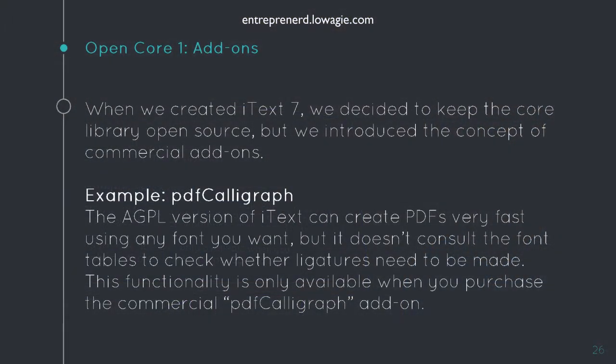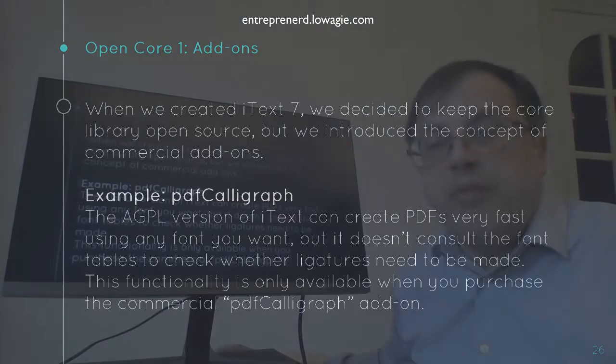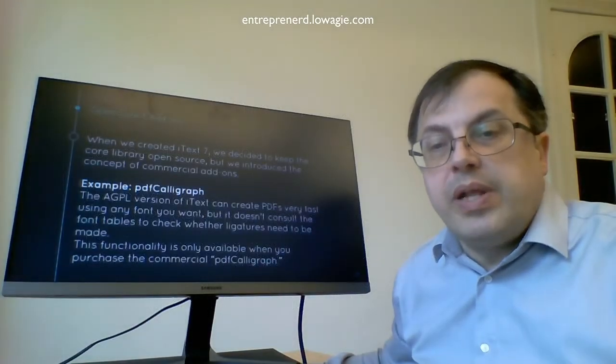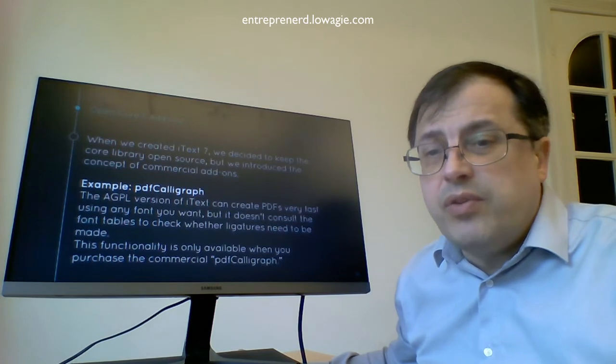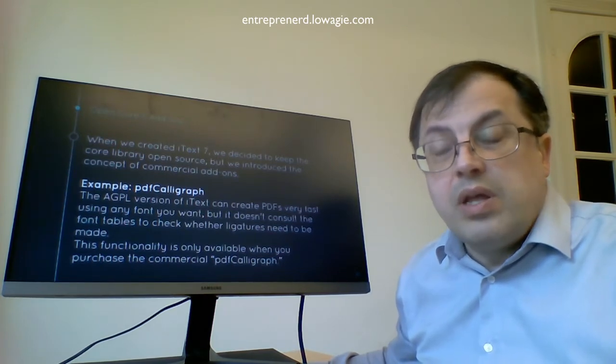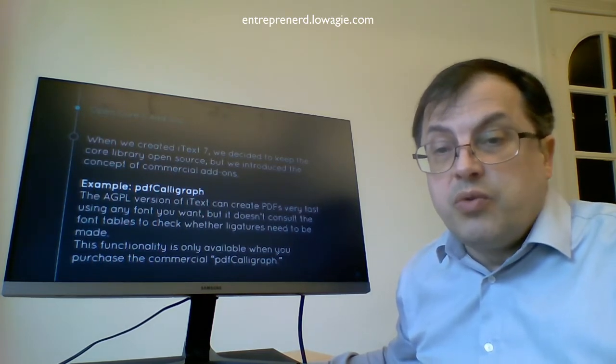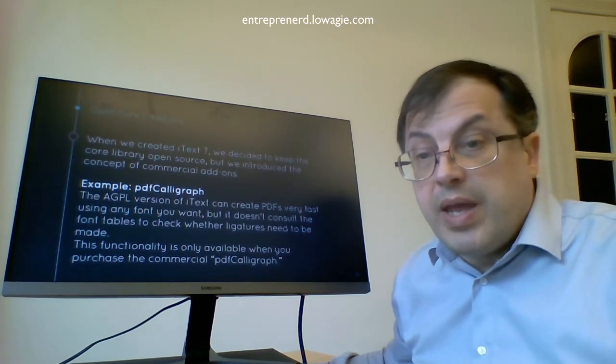When we created iText 7, which was a complete rewrite of iText, we decided to keep the core library open source, but we introduced the concept of commercial add-ons. Let me give you an example. The AGPL version of iText 7 can create PDFs very fast using any font you want, but that version doesn't consult the font tables to check whether ligatures need to be made.